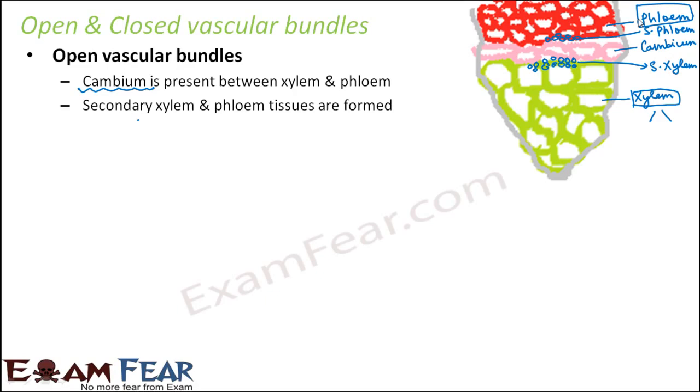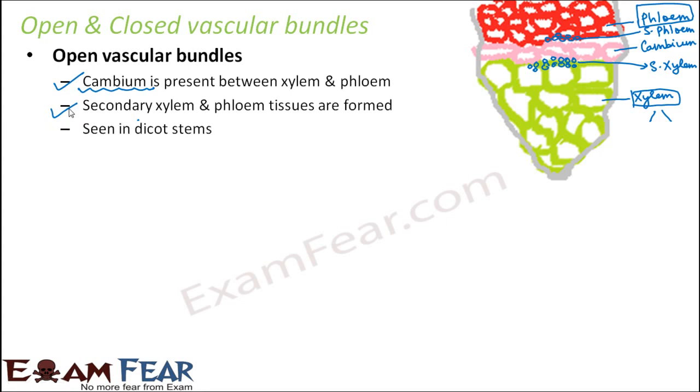Now this cambium is nothing but a meristematic tissue which can give rise to new cells on both sides. So the new cells which are formed on the xylem side form secondary xylem, and the new cells which are formed on the phloem side are called secondary phloem. Clear? So this is your open vascular bundle.